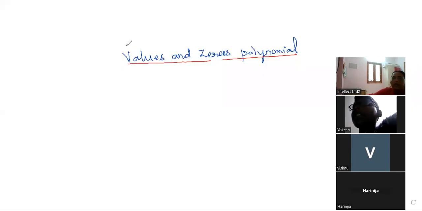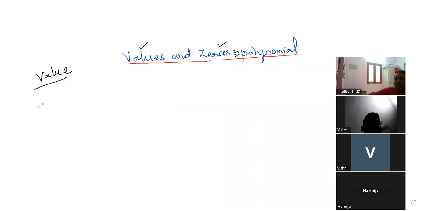Next topic is values and zeros of polynomial. Okay. Polynomial values and zeros பத்தி. So நிறைய terms already polynomial படிச்சிருக்கோம். Terms na என்ன, coefficient na என்ன. இப்போ நம்ம படிக்க போறது about values and zeros. First we will see what is meant by value. Then we can see about zeros.